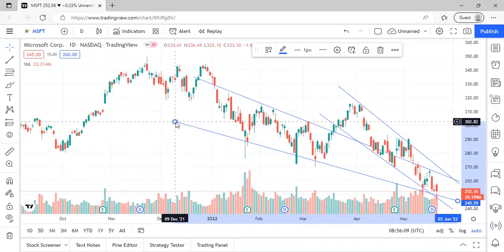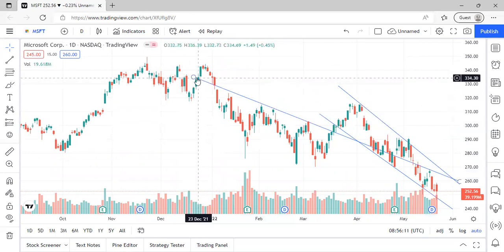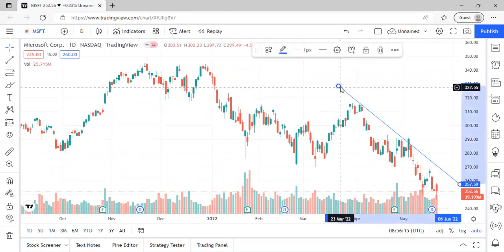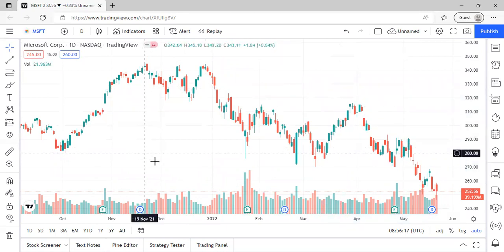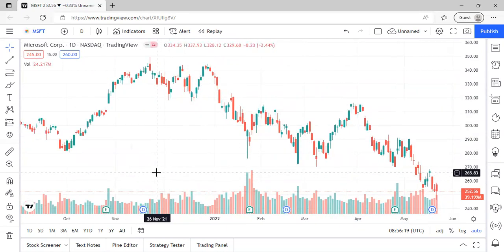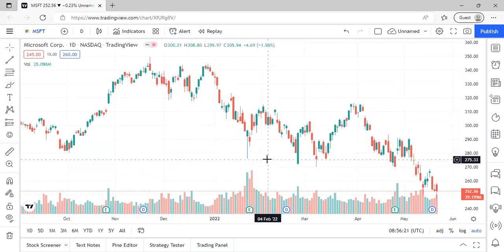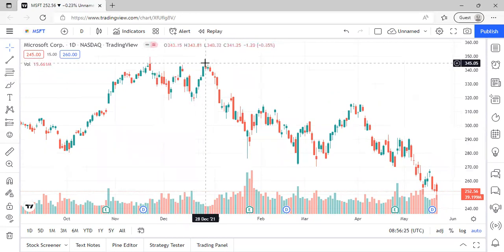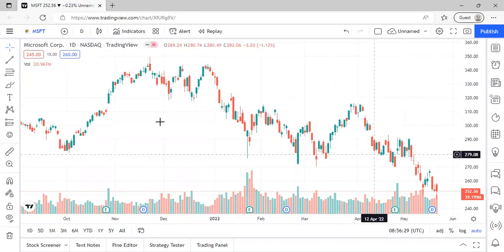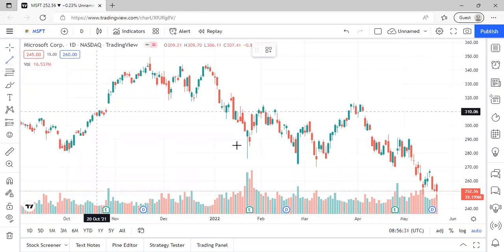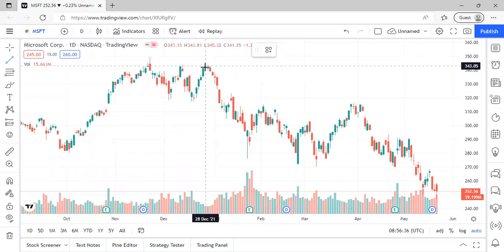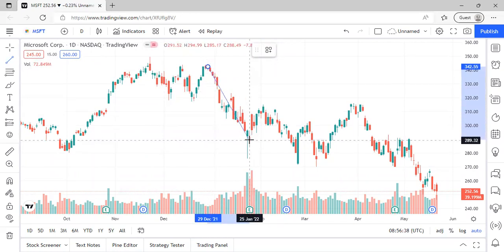I will now move on to the next part, which is called the double bottom. So let me clear all the support and resistance lines that I've drawn over here, and I shall further draw the double bottom. I will just use the period from December or the start of 2020 to the current moment of time.